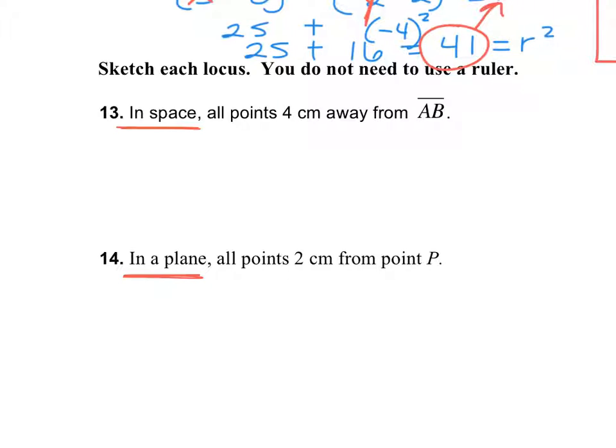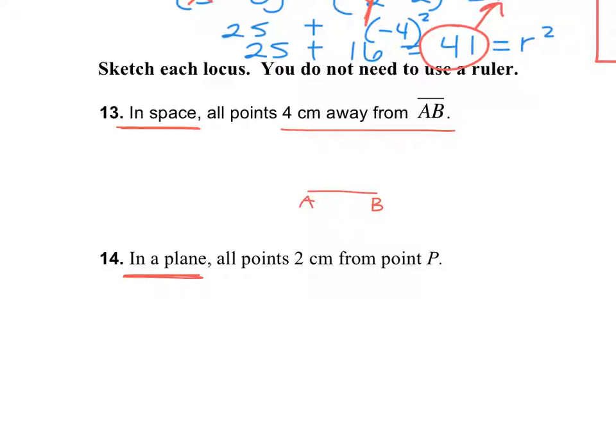So if I said in space, all the points 4 centimeters away from a segment. So you have segment AB. Anyway, 4 centimeters away from a segment in space. So three-dimensional. What shape are you going to get here? Kind of a cylinder. There will be a cylinder to it. It's more like a pill. It's like those pills that you stick the two parts together, right?